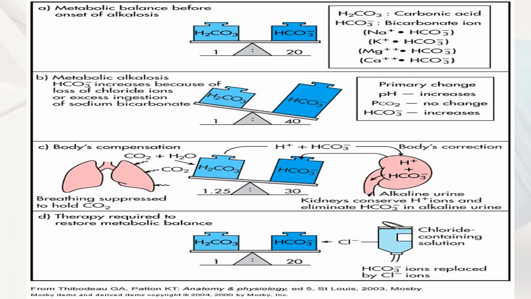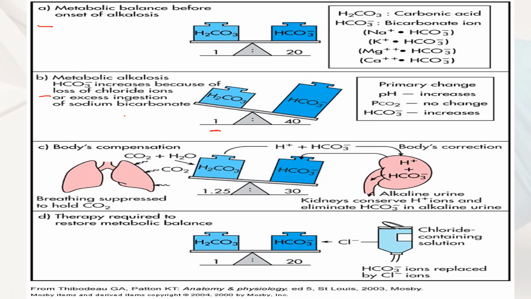So in the picture we can identify, as in the previous explanation, the first aspect, the metabolic balance, is 1:20, that is carbonic acid to bicarbonate ions. In metabolic alkalosis, bicarbonate ions increase because of loss of chloride ions or excess ingestion of sodium bicarbonate. In the picture you can identify the carbonic acid is normal at 1, but whereas normally the ratio of bicarbonate is 20, here it is increased to double, to 40.